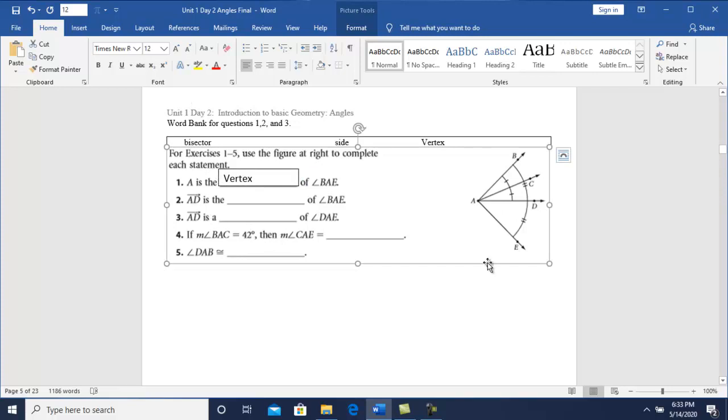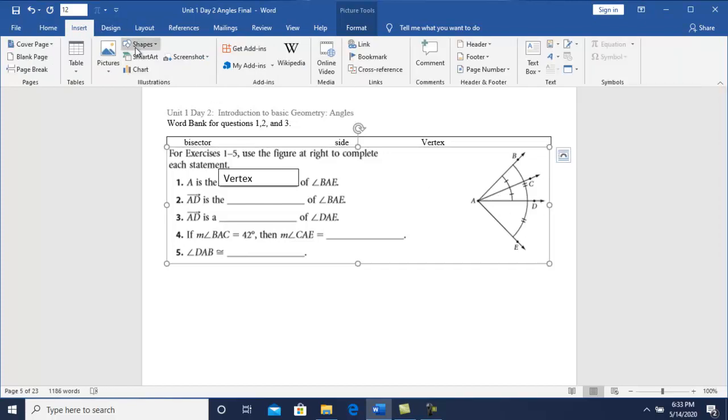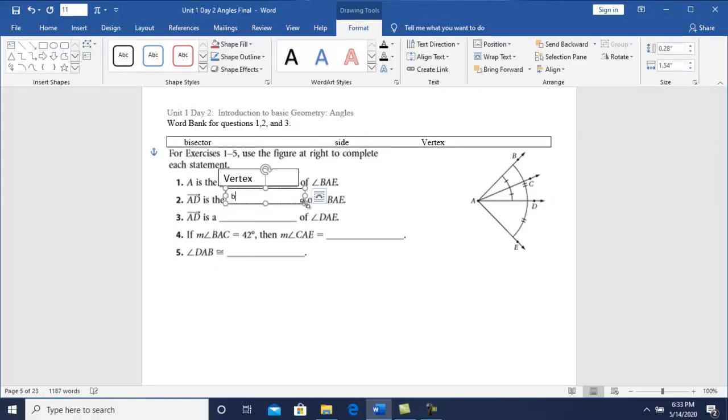The ray AD is the blank of BAE. When you have AD in the middle of that angle, you're cutting it in half. So when you cut something in half, we are going to call that the bisector.